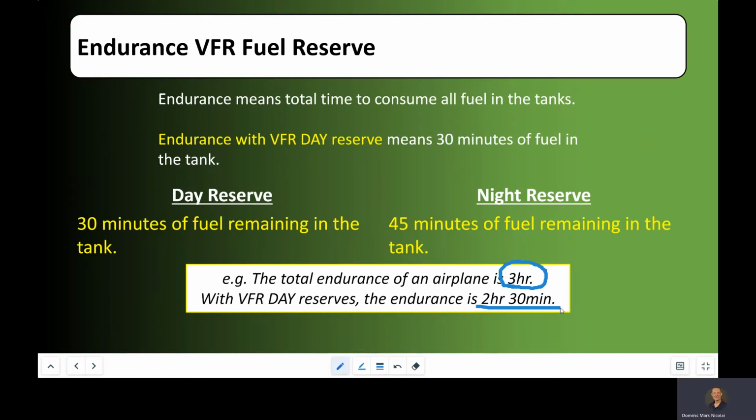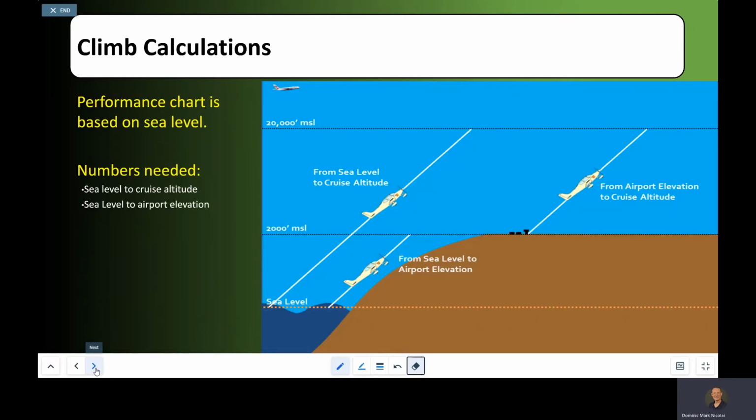Please do not think that you can fly for 3.5 hours, right? If you have an endurance of 3 hours, you can't go 3.5 hours, right? You run out of fuel at 3 hours. So don't ever add on the reserve to your endurance. You're always subtracting it off from it. So hopefully no one will get those questions wrong when we get to those on the upcoming exam. Climb calculations.